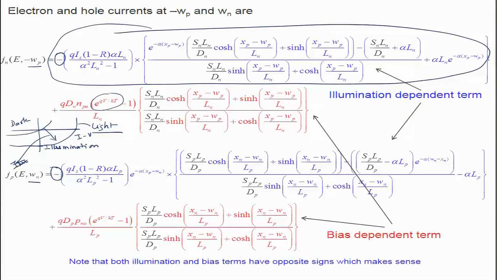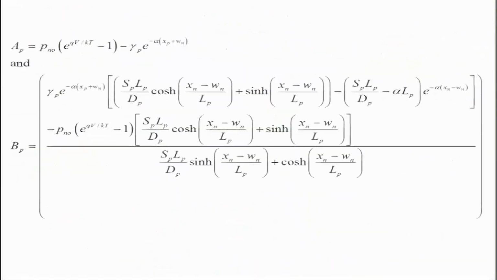Now, what we have done is we said earlier that J total was equal to J SCR plus Jn at minus Wp plus Jp at plus Wn. Because these two currents can be calculated from the diffusion equations quite easily, and this SCR current has to be calculated separately. So now you will appreciate why we separated them.